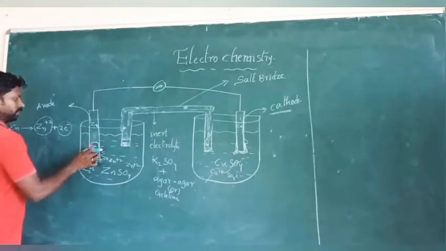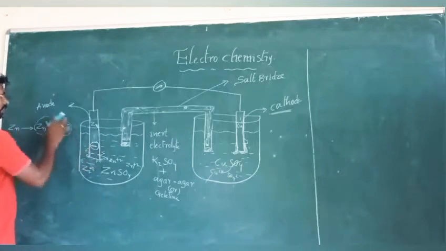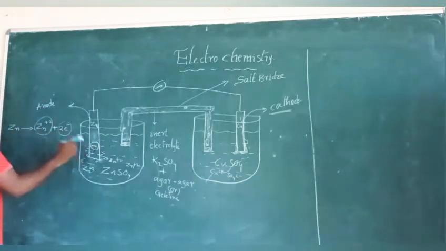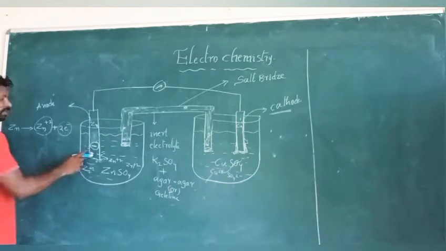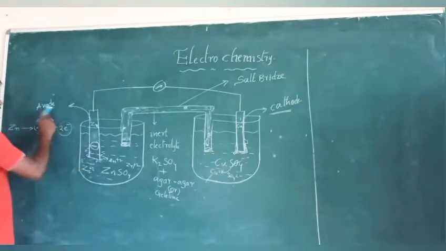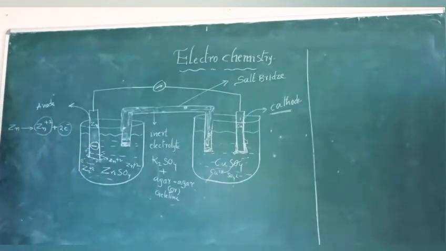So this electrode we call anode. Anode contains a negative charge. The electrode which contains a negative charge, that is called anode.